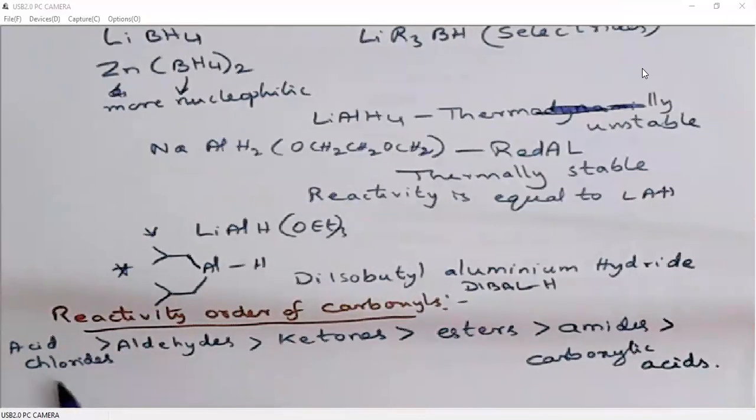Acid chlorides are more reactive than aldehydes, then ketones, then esters, then amides, and carboxylic acids. Now what we can do, we will take them one by one, starting with sodium borohydride, and then we will discuss their reactivities and then selectivities.